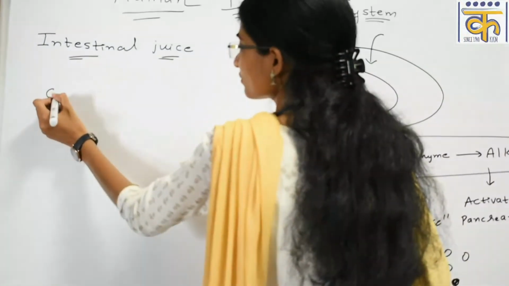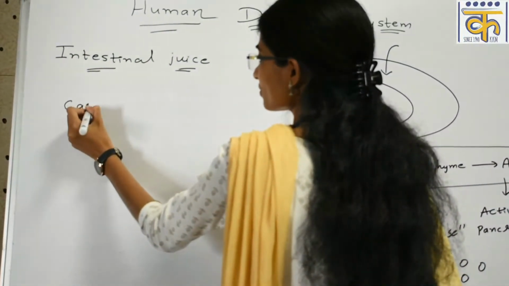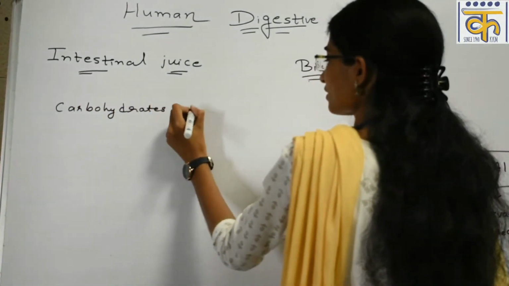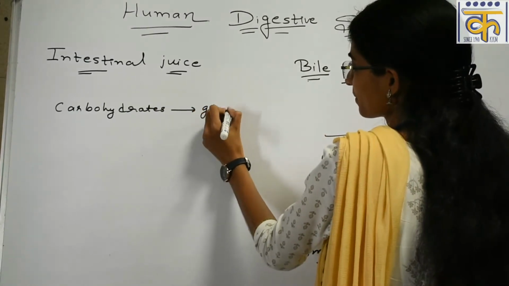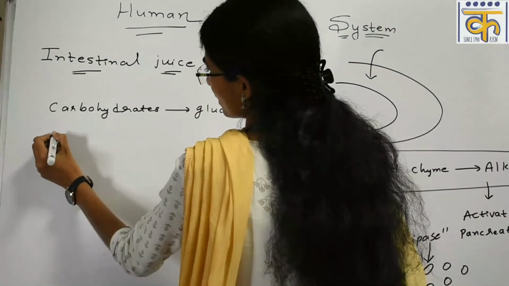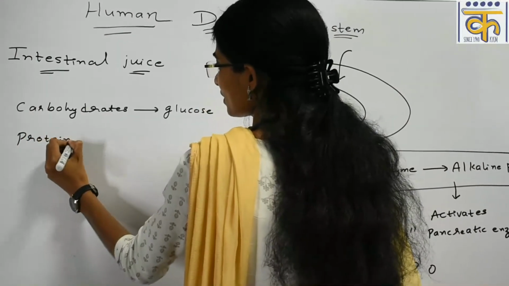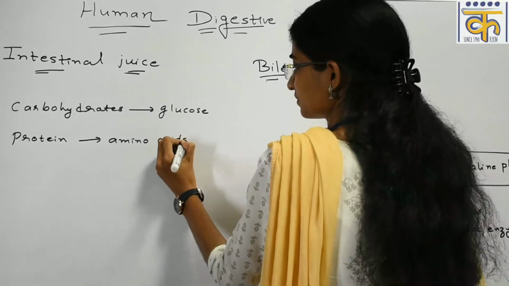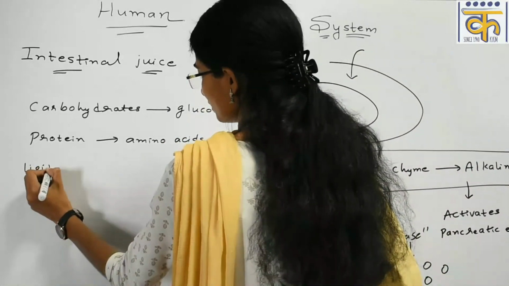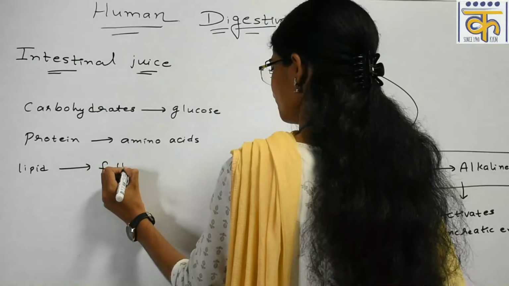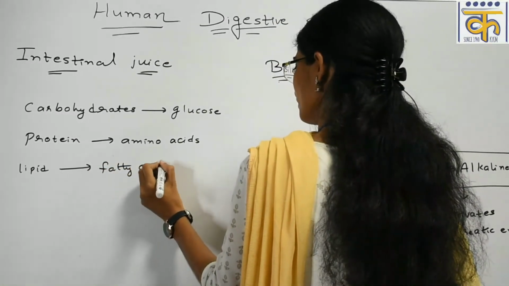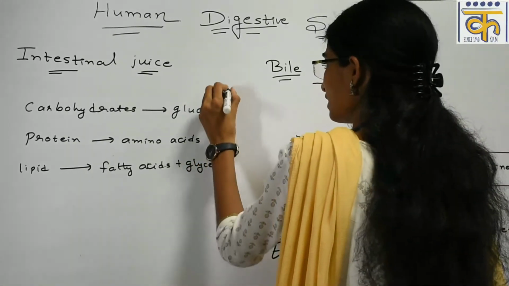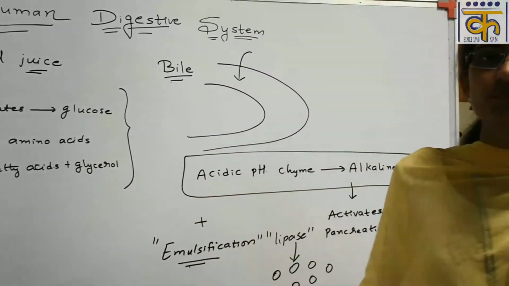It will finally convert all the smaller forms of carbohydrates into glucose, protein into amino acids, lipid into fatty acid and glycerol. These are the final products of digestion.